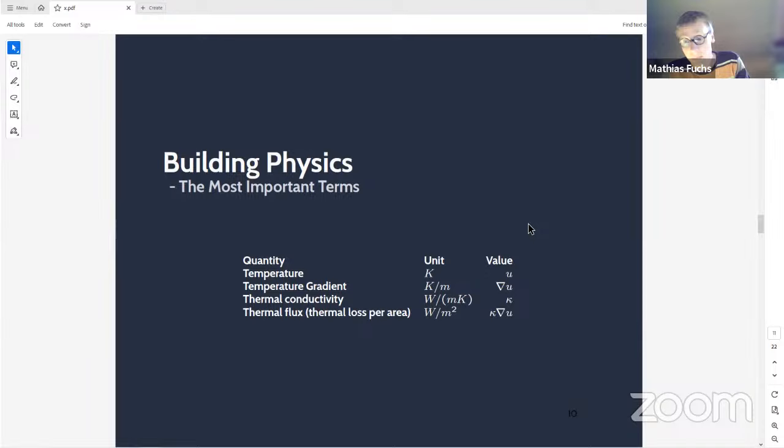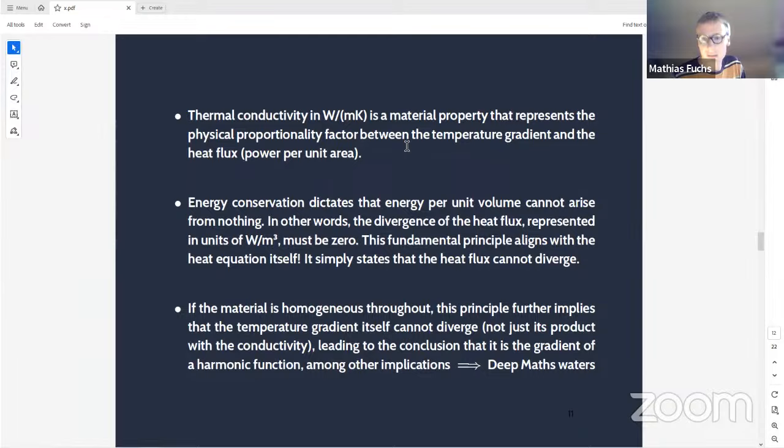So the thermal conductivity is the basic material property here, and then energy conservation dictates that energy per volume cannot arise from nothing. So the divergence of the heat flux must be zero. And if the material is homogeneous, then not only the divergence of the heat flux is zero, but the divergence of the temperature gradient itself is zero. But the divergence of a gradient is its Laplacian. So the heat equation just says the Laplacian of the temperature is zero. In other words, the temperature scalar field is a harmonic scalar field, which leads into very deep maths waters.